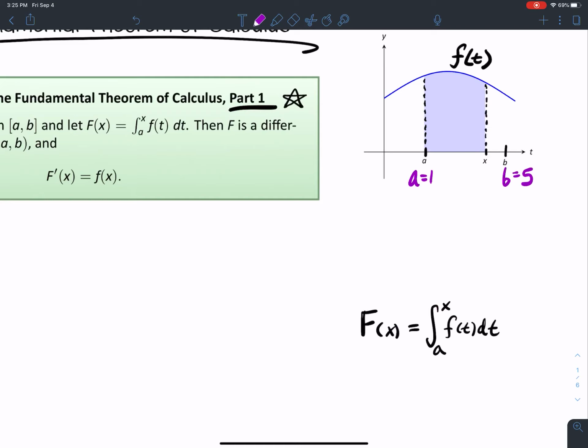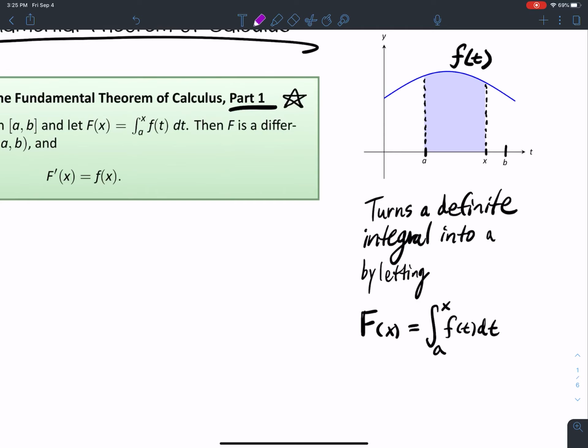So what this function represents, it turns a definite integral, so a definite integral from a to x, okay? Remember, definite integrals produce area. It turns it into a function now, a function of x, where the larger x gets, the bigger your area becomes, right? So like if I had like an x value here, a smaller x value here gets me a smaller area.